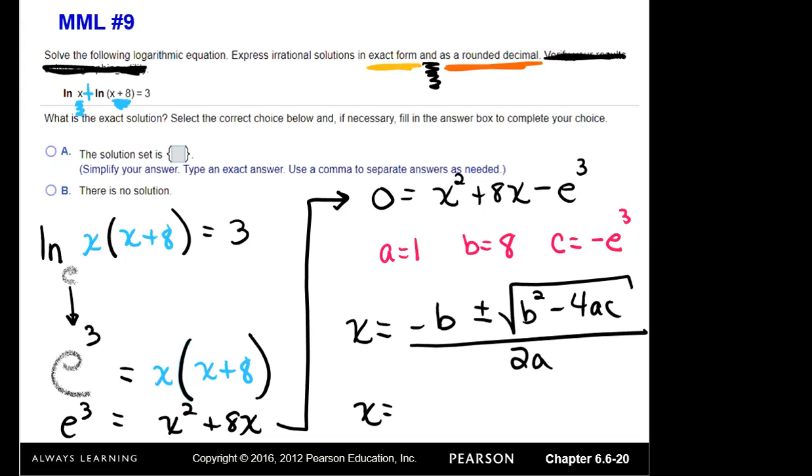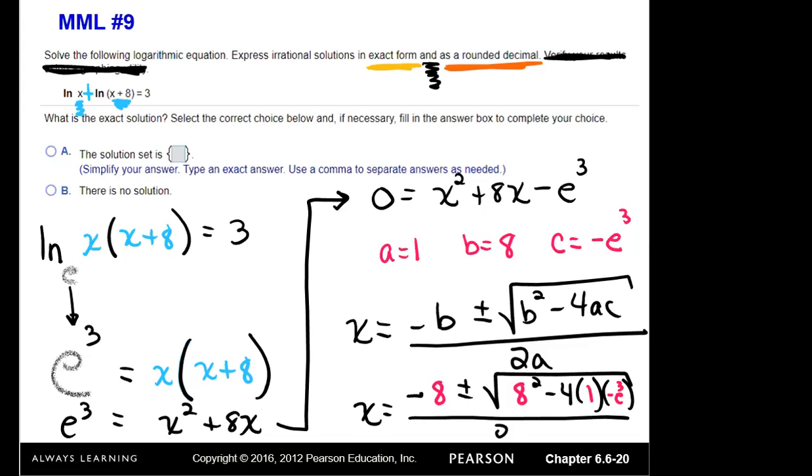So it's going to be negative b. B was 8, plus or minus the square root of 8 squared minus 4 times a, which is 1, times c, and here's the fun part, c is a negative e cubed, all over 2 times 1. All right.